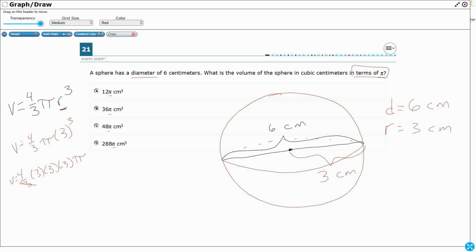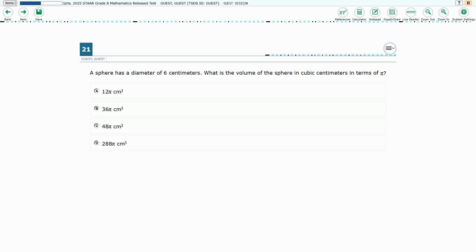You can at least simplify by saying that that 3 that's under the 4 is going to cancel out one of those 3's up there. So now what we're left with is 4 times 3 times 3 times pi. And so that's just going to be 12 times 3 pi, or 36 pi. Now, if you didn't do it like that, if you just did 4/3 times 27, you're still going to get that 36. So our answer here is going to be B, 36 pi cubic centimeters.